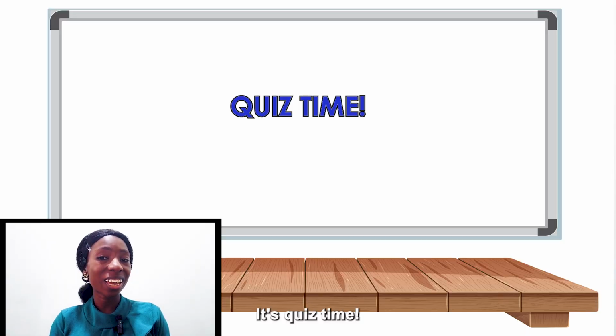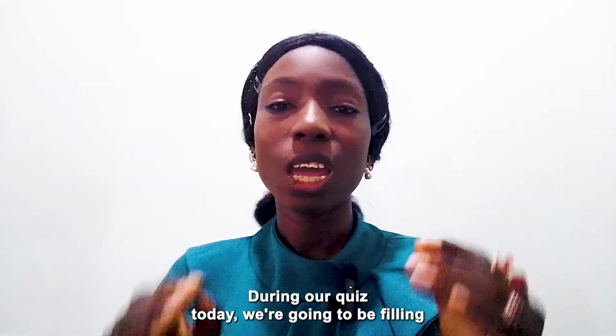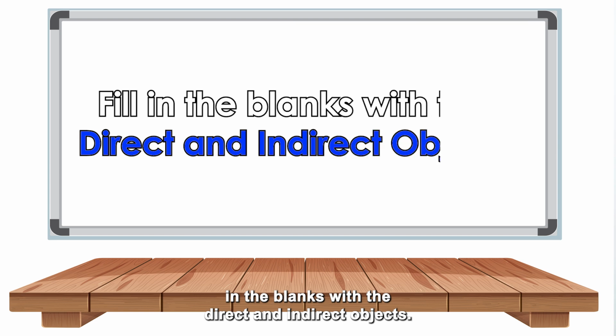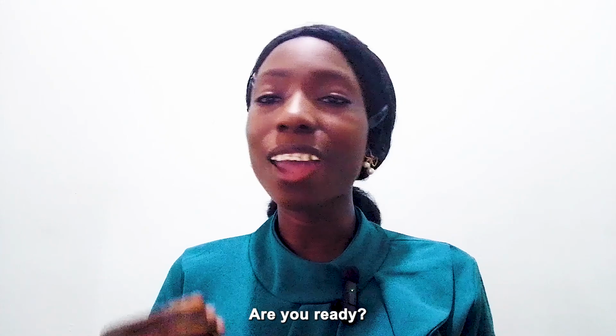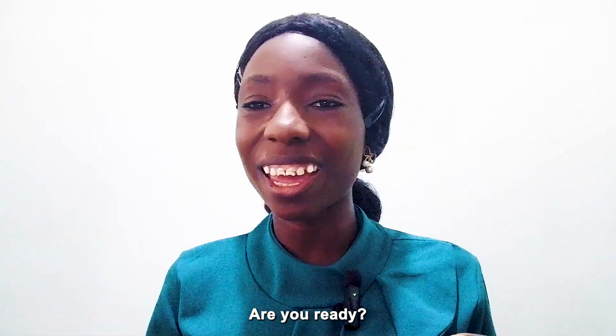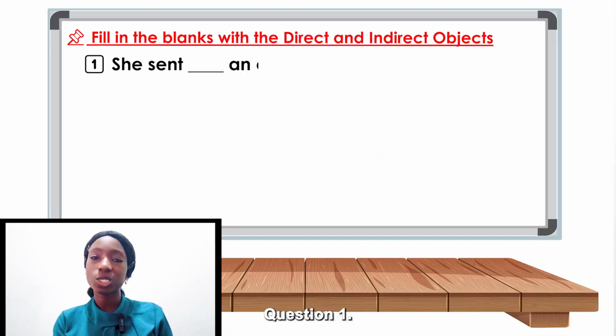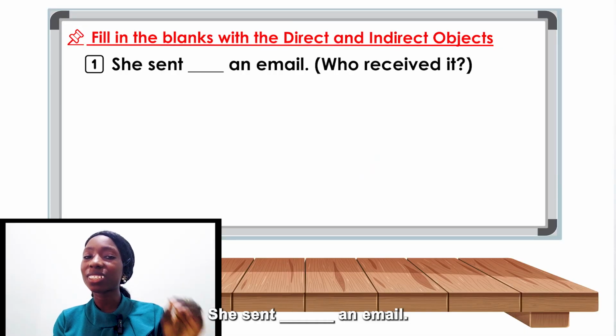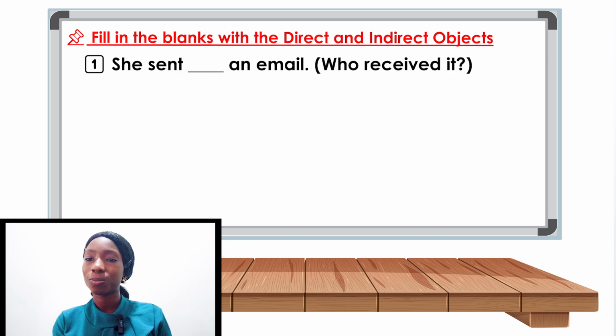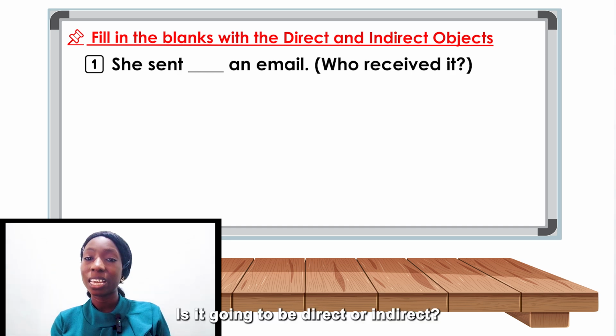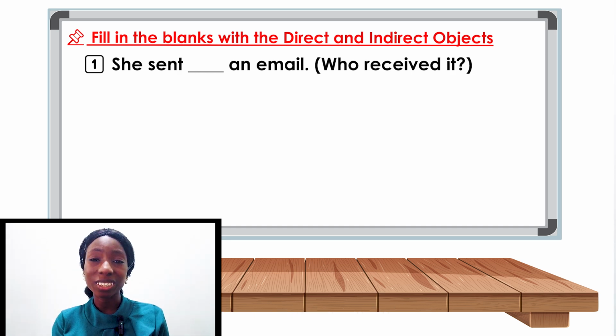It's quiz time! During our quiz today, we're going to be filling in the blanks with the direct and indirect objects. Are you ready? Good. Question 1. She sent Dash an email. Who received it? Is it going to be direct or indirect?